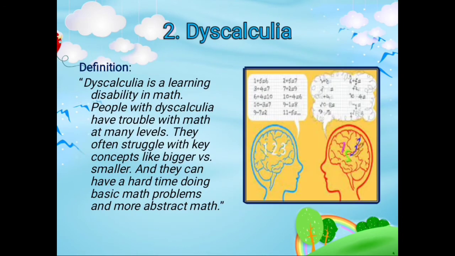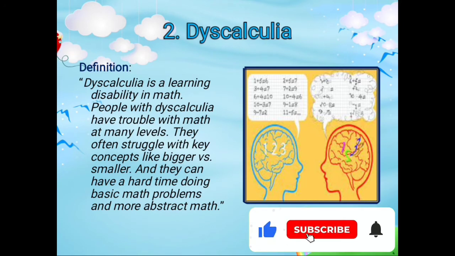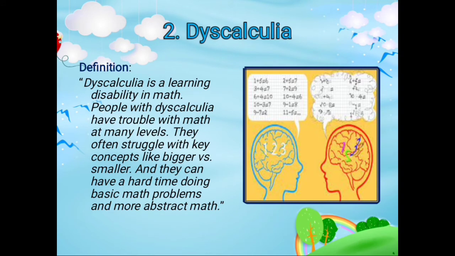And its second type is dyscalculia. Dyscalculia is learning disability in math. People with dyscalculia have trouble with math at many levels. They often struggle with key concepts like bigger versus smaller, and they can have a hard time doing basic math problems and more abstract math.